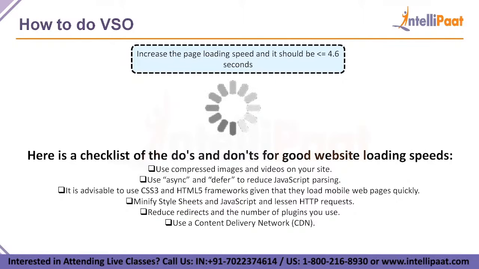So here is a checklist of do's and don'ts for good website loading speed. Use compressed images and videos on your site. Use async and defer to reduce JavaScript parsing. It's advisable to use CSS3 and HTML5 frameworks, given that they load mobile web pages quickly. Minify style sheets and JavaScripts and lessen HTTP requests. Reduce redirects and the number of plugins you use. Use a content delivery network.